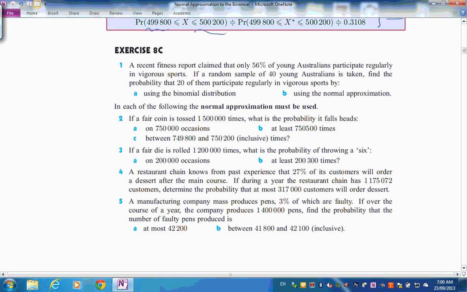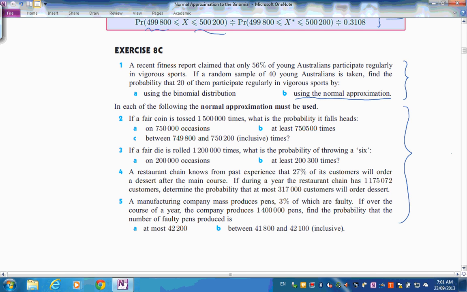A recent fitness report claimed that only 50% of young Australians participate regularly in vigorous sports. If a random sample of 40 is taken, find the probability that 20 of them do. So this is a standard binomial, and then in these they're saying use the normal approximation. You're going to use both in this one up here, but in these just use the normal. So you know what that's about there.